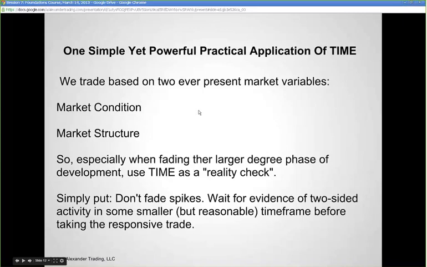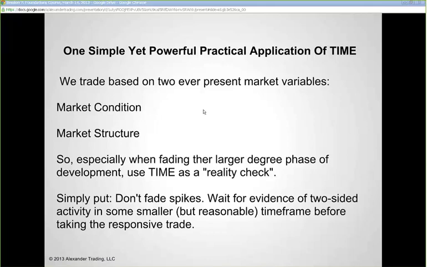We want to really trade the two variables that we always use: market condition and market structure. So the fading thing, and this gets back to something I just talked about without having the slide up here, is that when you're fading a market, use time as your reality check.